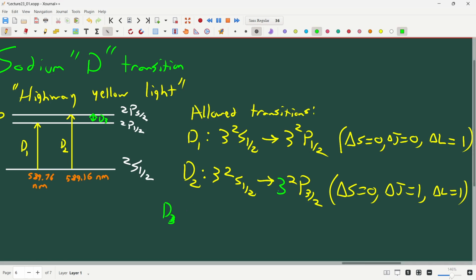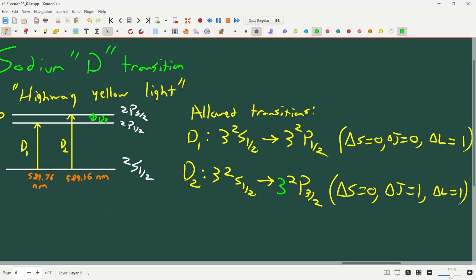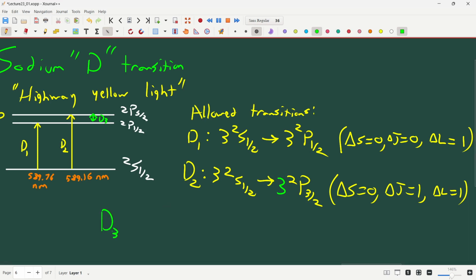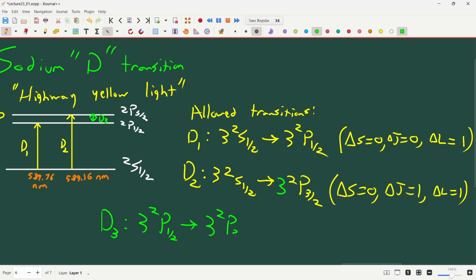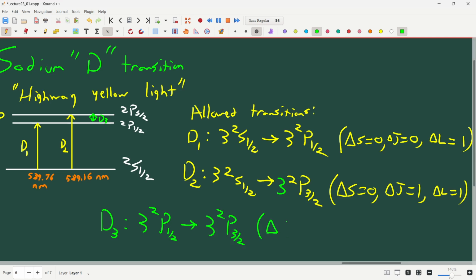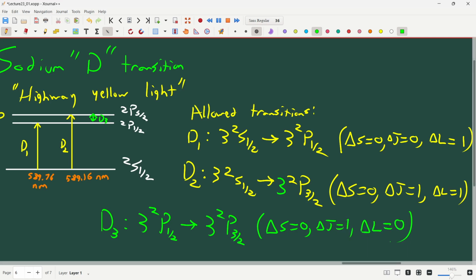N equals 3. The D3 line, right, that's going to be between the 2 P's. So that's the 3 2P 1/2 to 3 2P 3/2. Here, delta S is equal to 0. Delta J is equal to 1. But delta L is equal to 0. Okay, so this is forbidden.